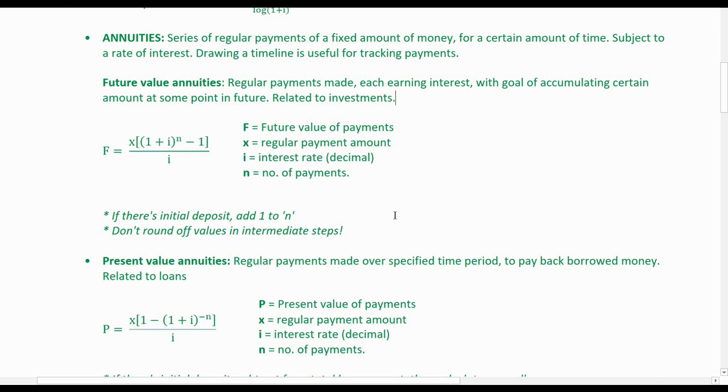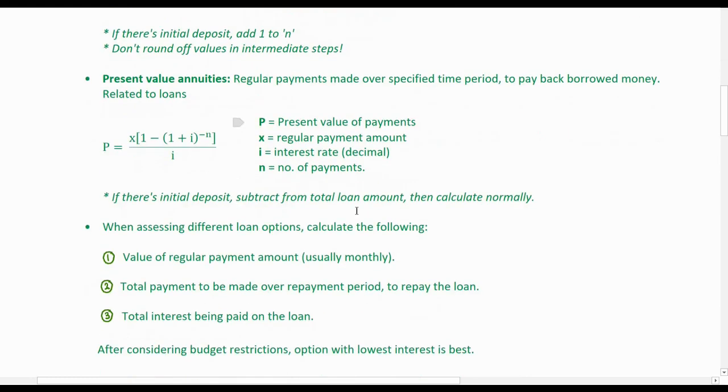Then we looked at present value annuities, which are regular payments made over a specified time period to pay back borrowed money. It's usually related to loans. And the formula is present value equals regular payment amount times brackets open 1 minus (1 plus i) to the power of minus n close brackets, over interest rate.